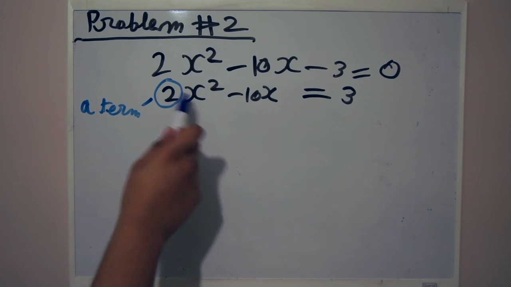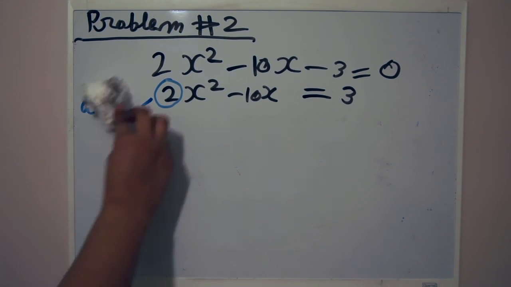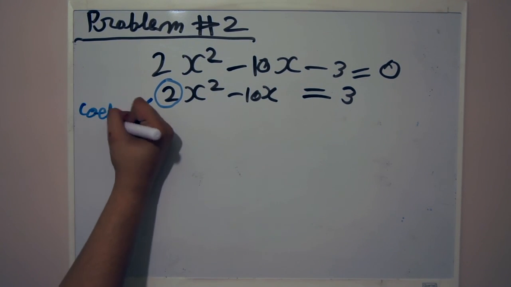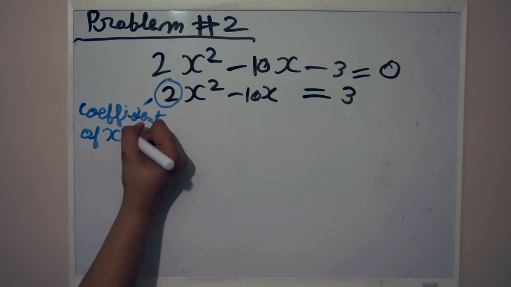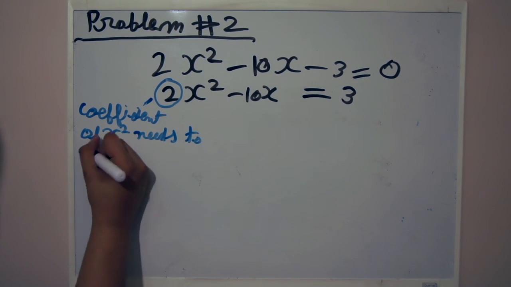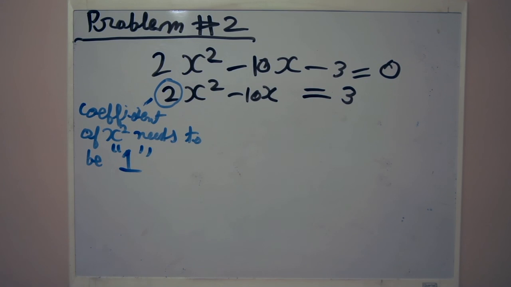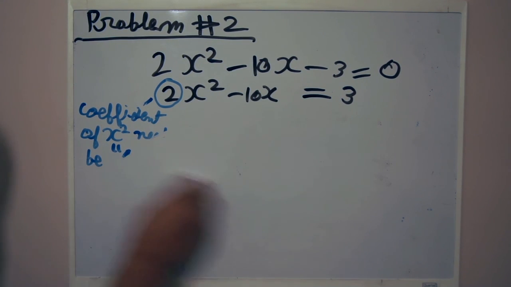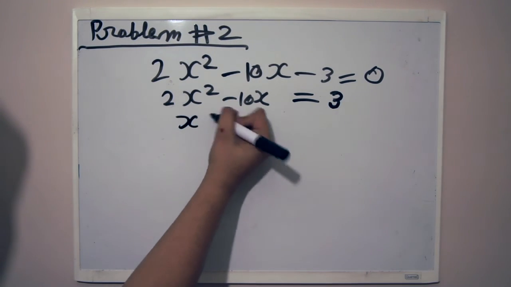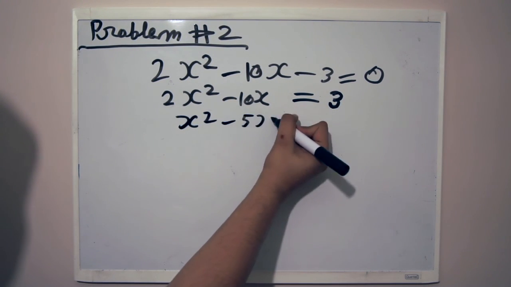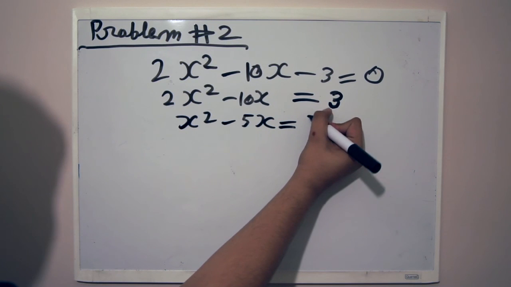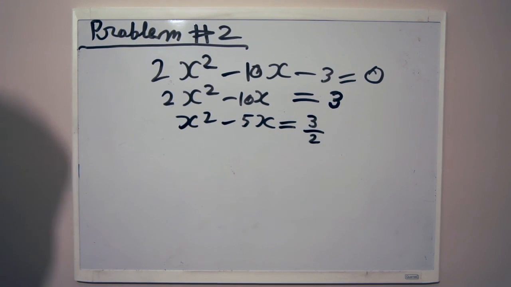Since we have a different value than 1 for the a term, which in this case is 2, we have to convert the coefficient for x squared to 1. We're going to do this by dividing the whole equation on both sides by 2. Once we've done that, we get x squared minus 5x is equal to 3 by 2.